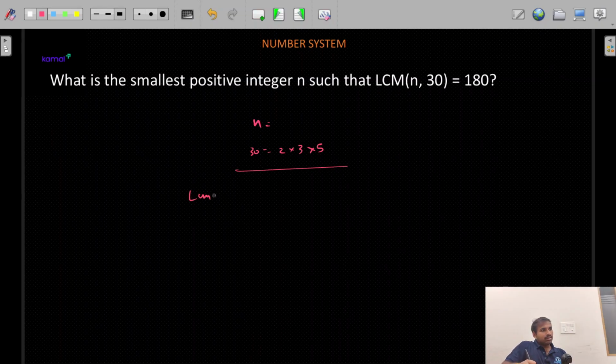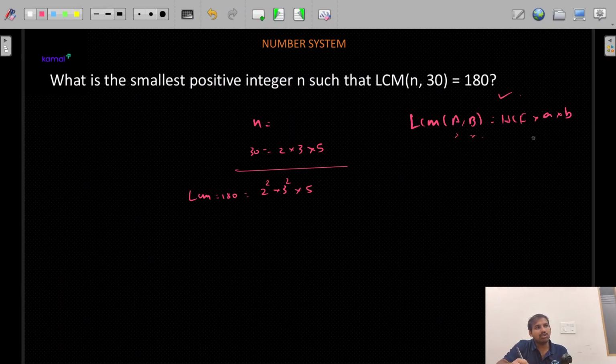LCM is 180. So 180 is nothing but 2 square into 3 square into 5, because 180 is 18 into 10, 18 is 3 square into 2, again 10 is 2 into 5. So always remember, we know LCM of A comma B is equal to HCF into the uncommon numbers.